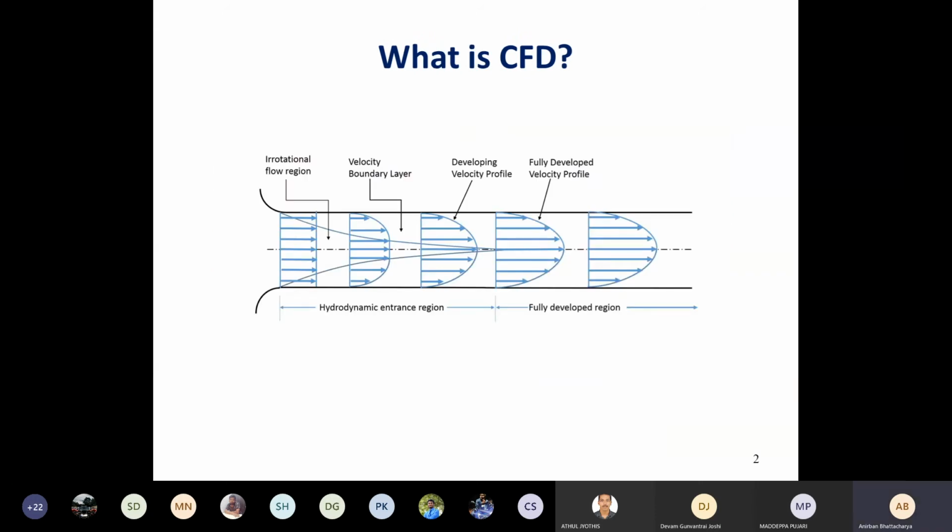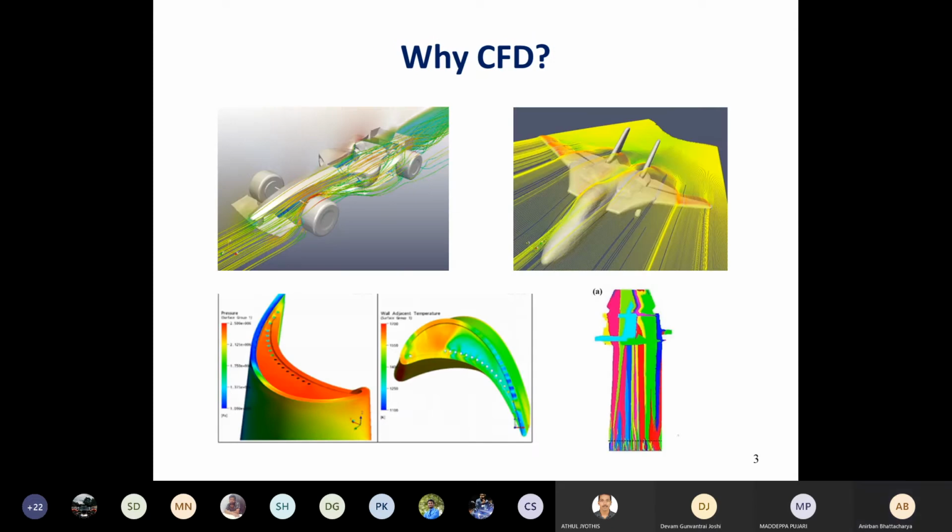So what is CFD? CFD is the numerical solution of the analytical governing equations for any heat transfer and fluid flow problem. Why is it required? You have already got an idea why it is required. You can see from here that most real life scenarios involve very complex domains, very complex problems.